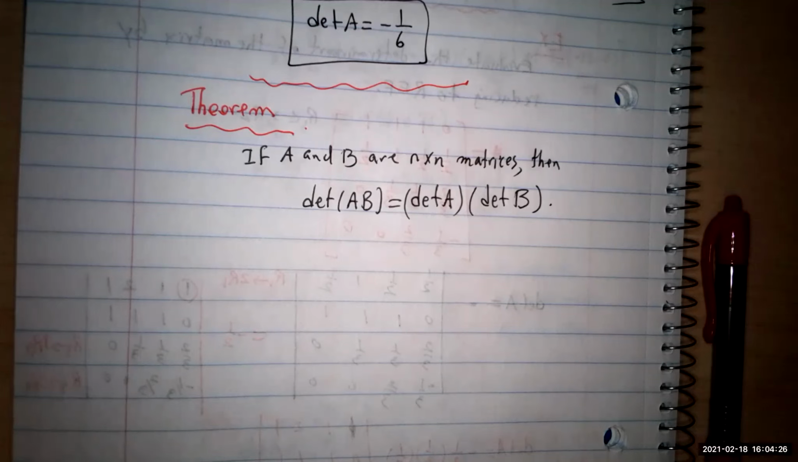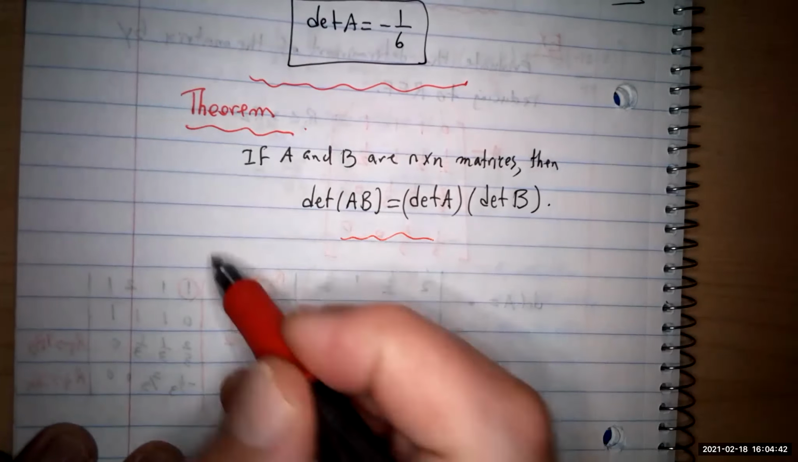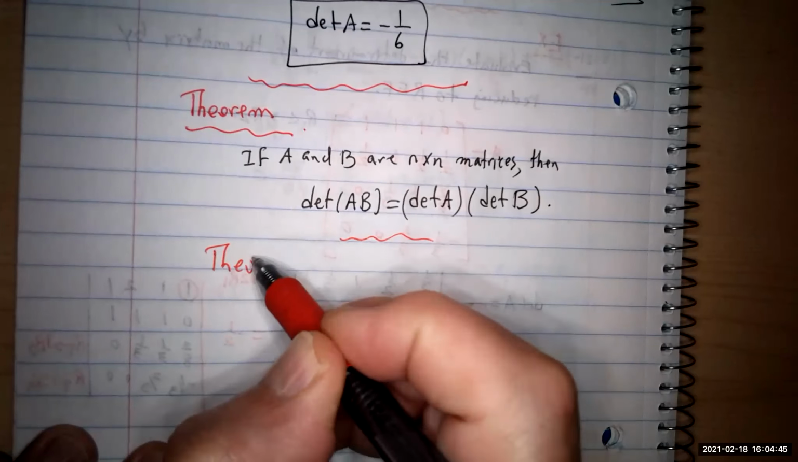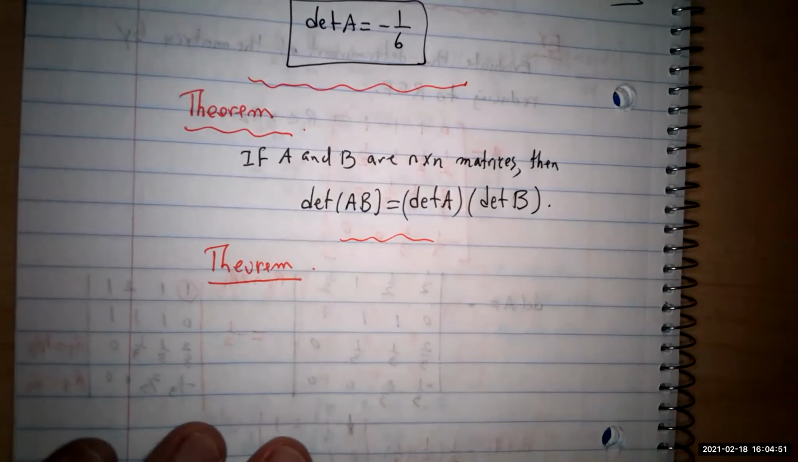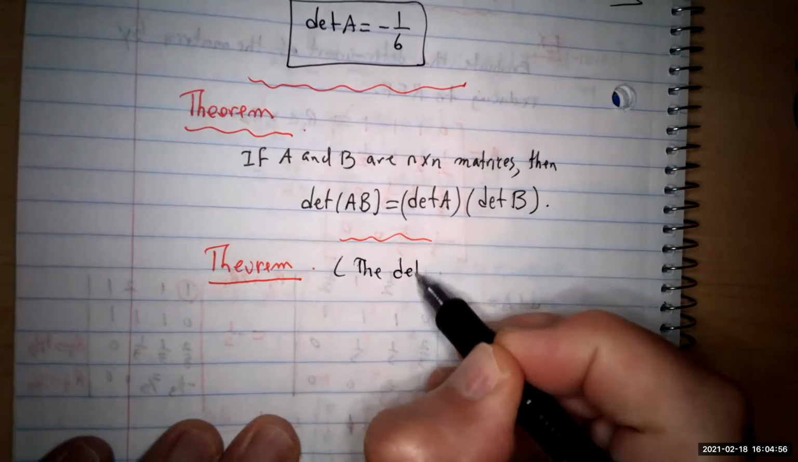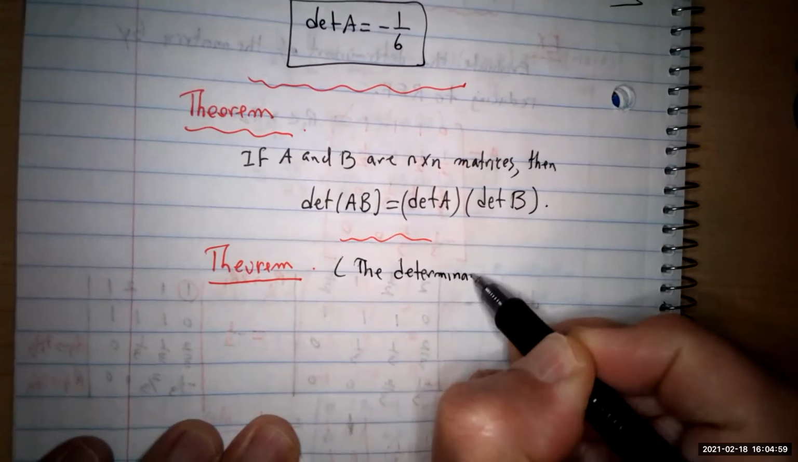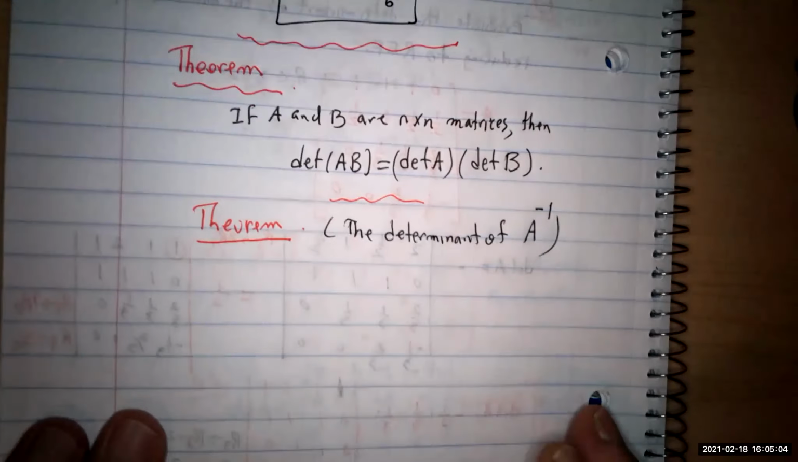We want to know what the relationship is between the determinant of a matrix and the determinant of its inverse. This is a conclusion of this result and such an important fact that we are going to use it, okay? So this is the one. This would give us the determinant of, let's say, A inverse, the inverse of a matrix.